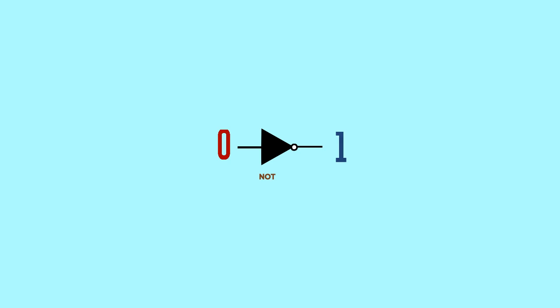So if the binary input was on, it gives an off. And if the binary input was off, it gives an on. If the binary input was true, it gives a false. If the binary input was false, it gives true. So that's how the NOT operation works. And these are your 3 basic logic gates.